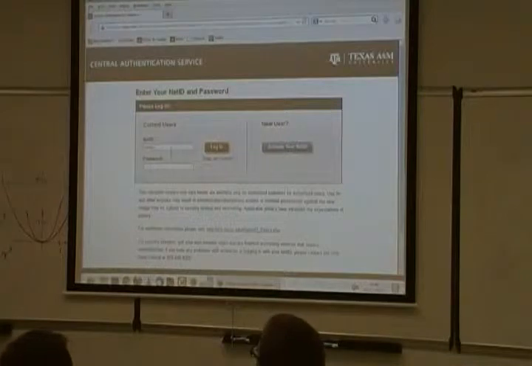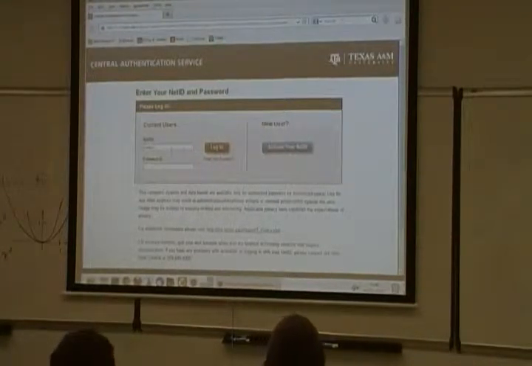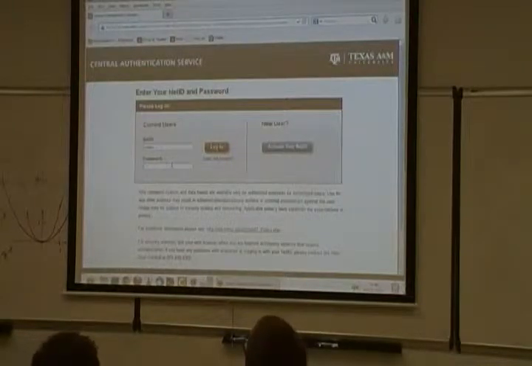I can't do it that way here because that's on the open access labs. This works, but you have to have a university account, which your guest accounts are not.